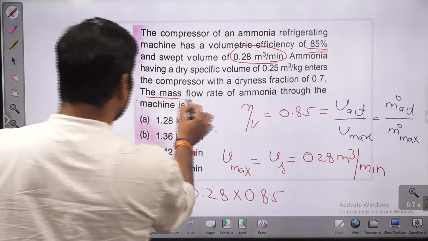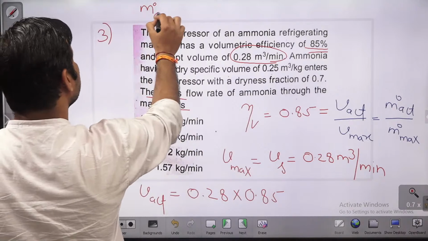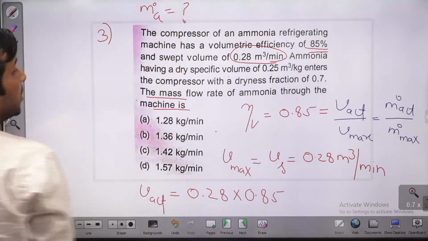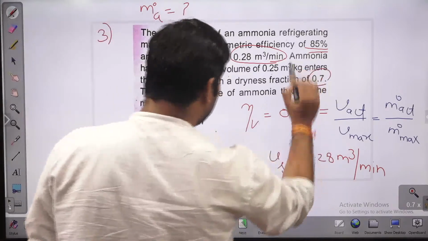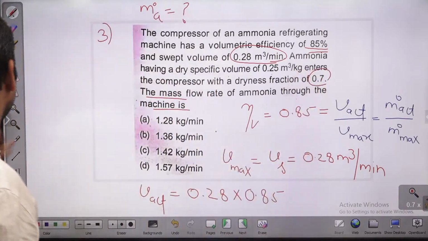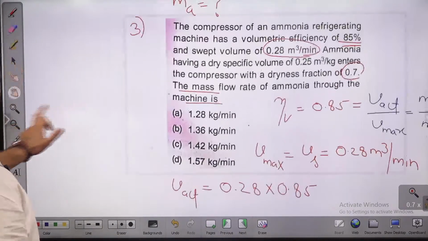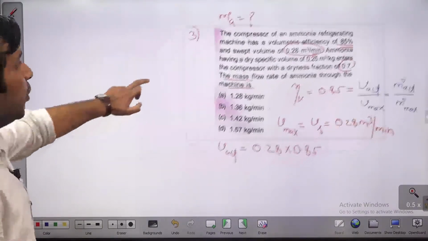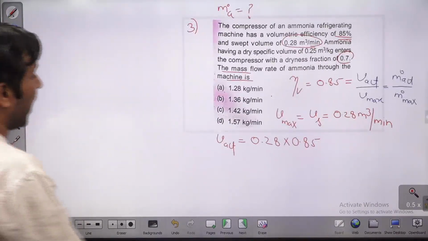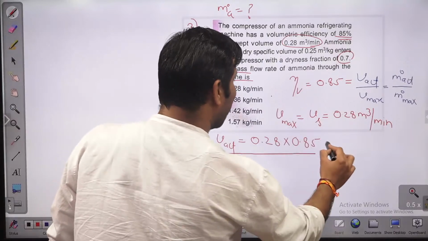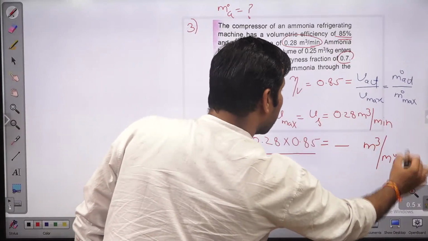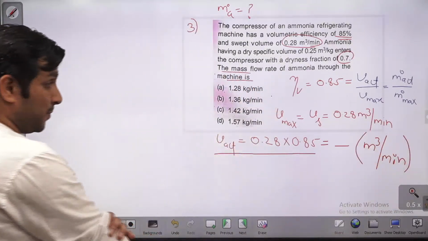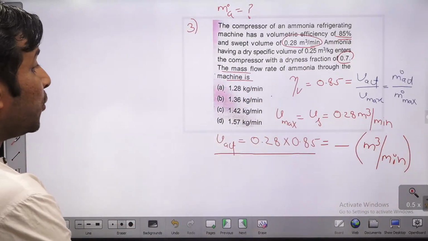Now you want what? The mass flow rate of the ammonia. You want the actual mass flow rate of the refrigerant, where the dryness fraction is 0.7. So it is a slightly difficult question, slightly different also. Here we have the actual volume, and the unit will be meter cube per minute. He is asking you for mass flow rate. For that you need to divide it by what?